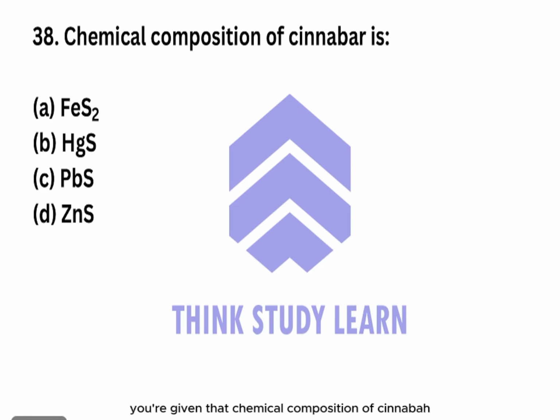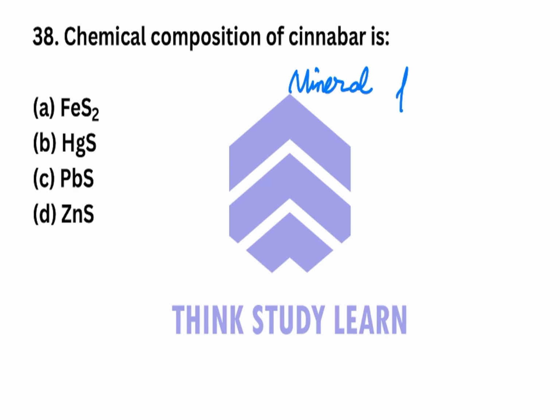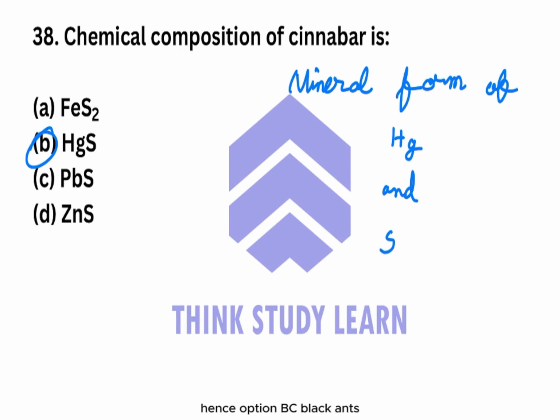In our next question, we are given that the chemical composition of cinnabar is what? Cinnabar is the mineral form of mercury and sulfide. Hence, option B is the correct answer.